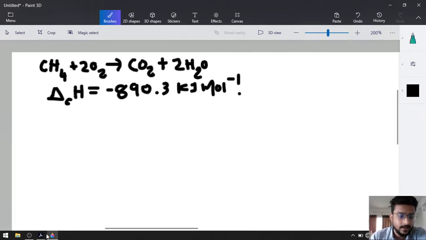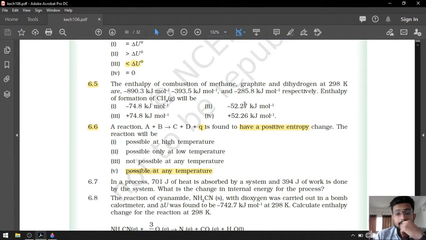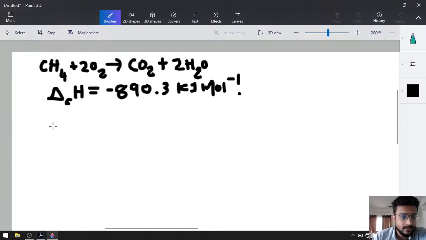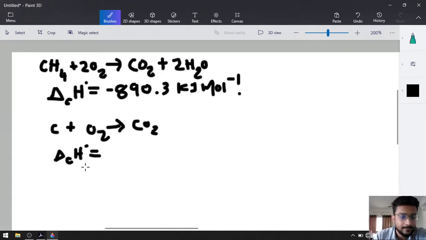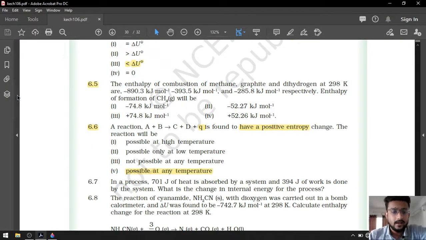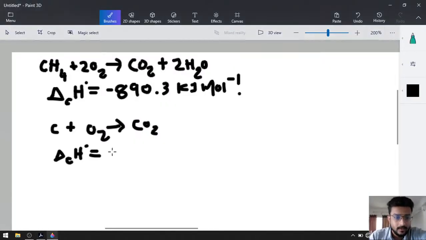After that, combustion of graphite, that means carbon will be burned in the presence of O2 and will provide us carbon dioxide. For this reaction, they have given us combustion enthalpy ΔcH° equal to minus 393.5 kilojoule per mole.